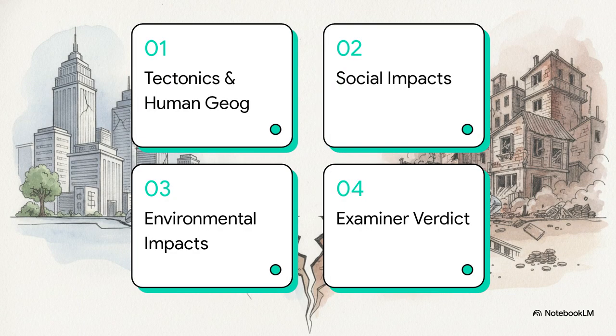Okay, so here's our examiner's rubric to guide us through. 1. The A-star exam question. 2. Tectonics and human geography. 3. Assessing the social impacts. 4. Assessing the environmental impacts. And 5. The examiner's final verdict. Sticking to these themes is going to force that direct comparison, and trust me, that guarantees maximum marks.